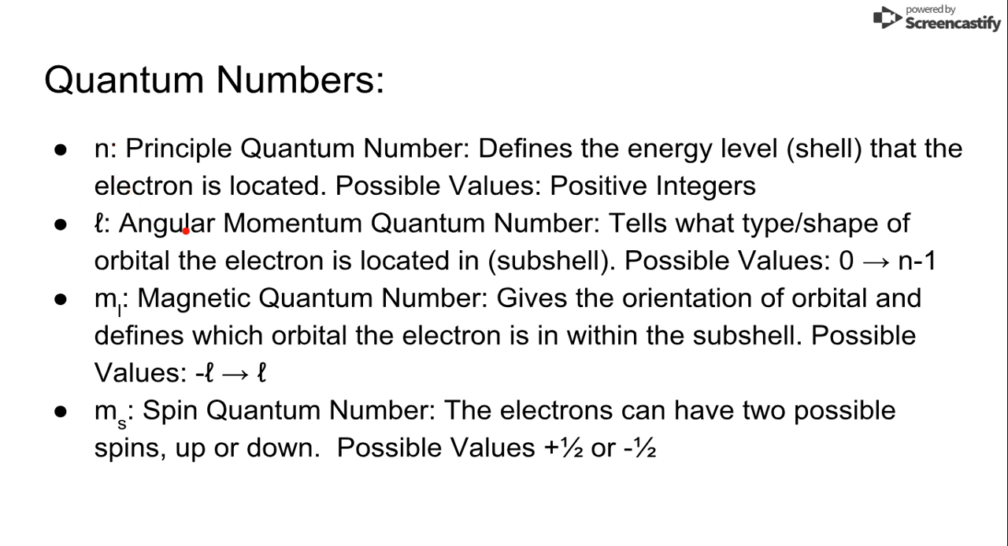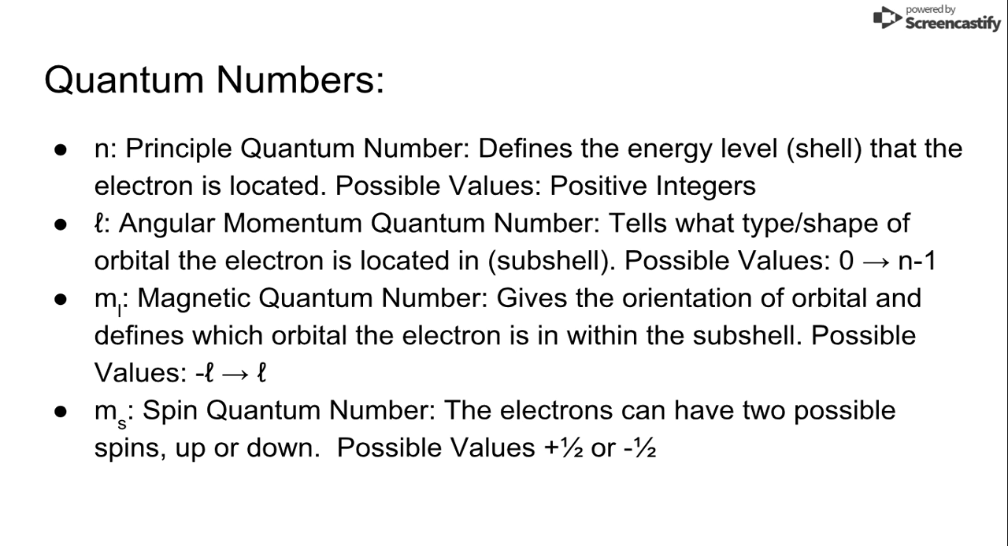Angular momentum quantum number has a symbol of kind of a lowercase script l, but you can also just use a lowercase l, and it essentially is telling us what kind of orbital or what the shape of the orbital is that the electron is located in. And so you can think of the principal quantum number as being the shell, the energy level, and then the angular momentum quantum number being the subshell. So it's within an energy level, but there is a division within that energy level.